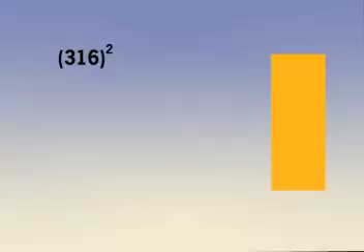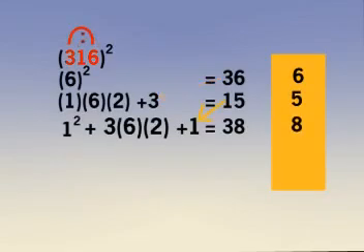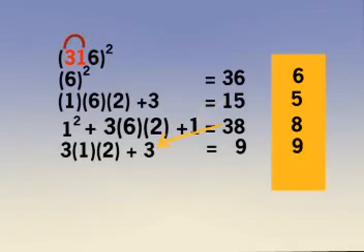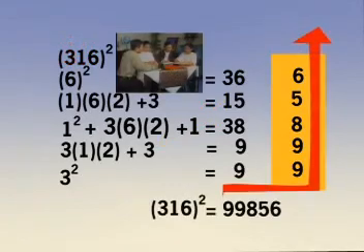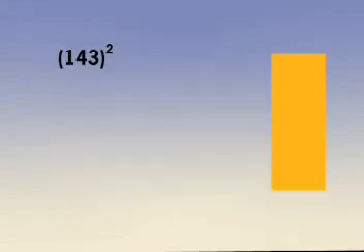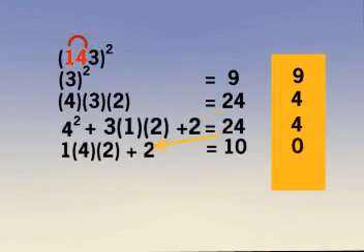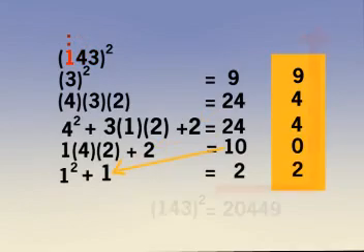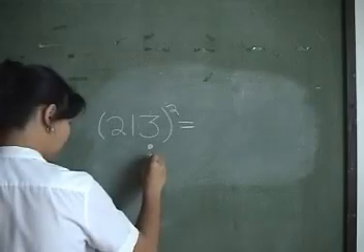I think I can do the next one using the fast method. The square of 316 is 99,856. The square of 143 is 20,449.